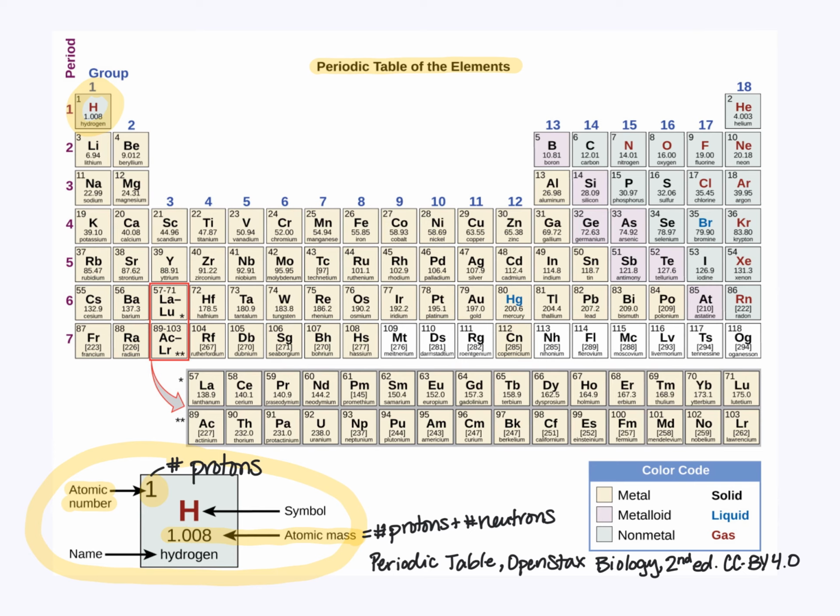Some additional elements that we are going to focus on a lot in this course are carbon, nitrogen, oxygen, sodium, calcium, chlorine, and potassium. And the reason why we are going to focus on these in this course is because these are elements that are extremely vital to life. Now, living things do need other elements, but these are some of the main ones that are involved in things like human anatomy and physiology.